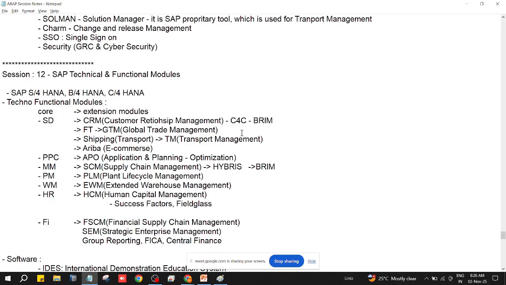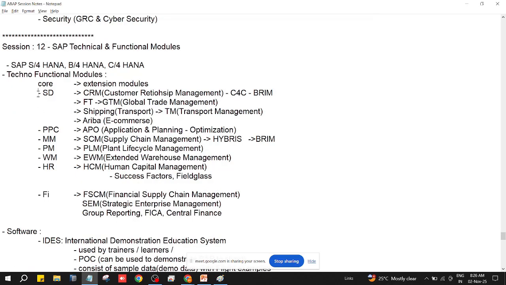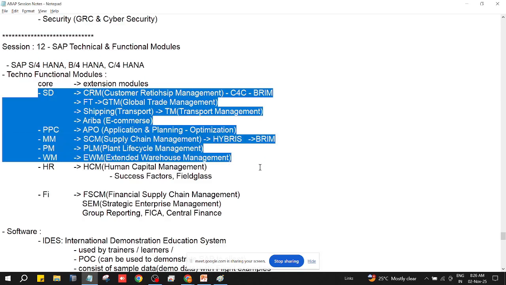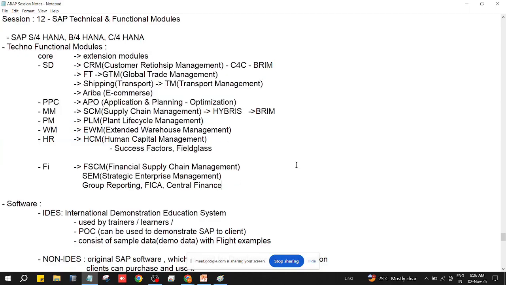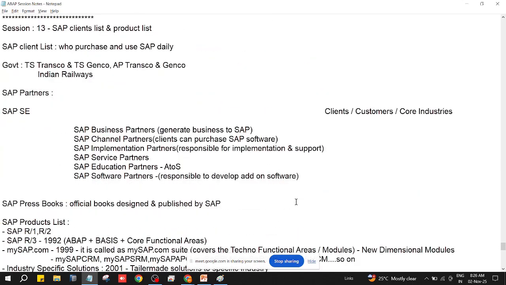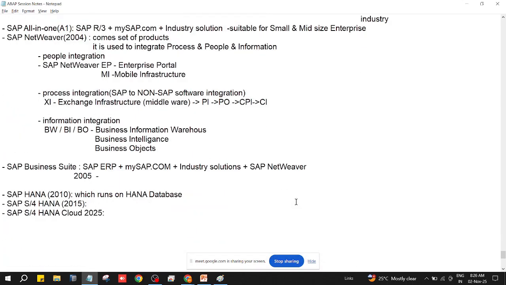Okay, next, these are your extension modules. PP module extension, MM modules extension. After HANA, what exactly we noticed is that logistics are not extended much, but a few things are changed. But in the FI module and HR modules, a lot of new things are added.